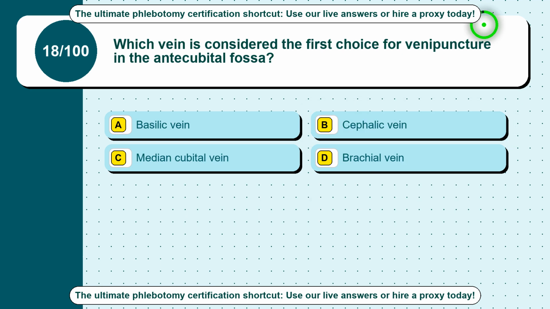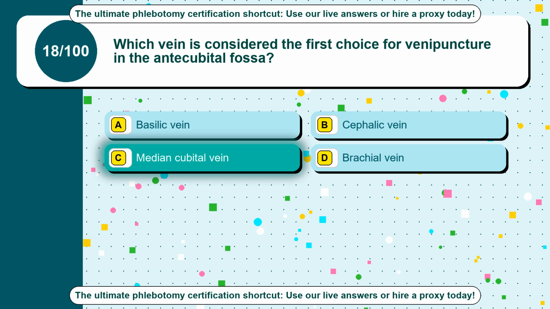Question 18. Which vein is considered the first choice for venipuncture in the antecubital fossa? Option A, basilic vein. Option B, cephalic vein. Option C, median cubital vein. Option D, brachial vein. The correct answer is option C, median cubital vein.